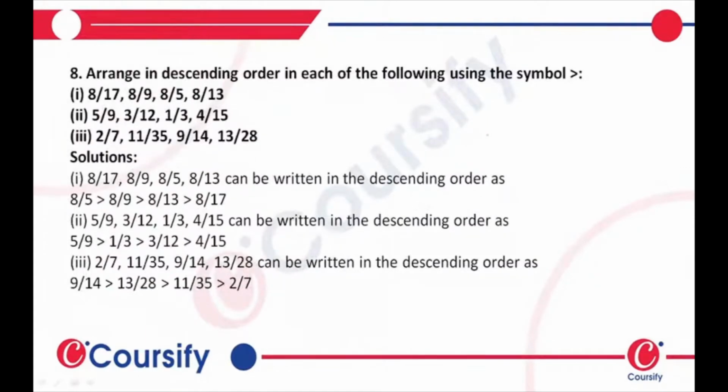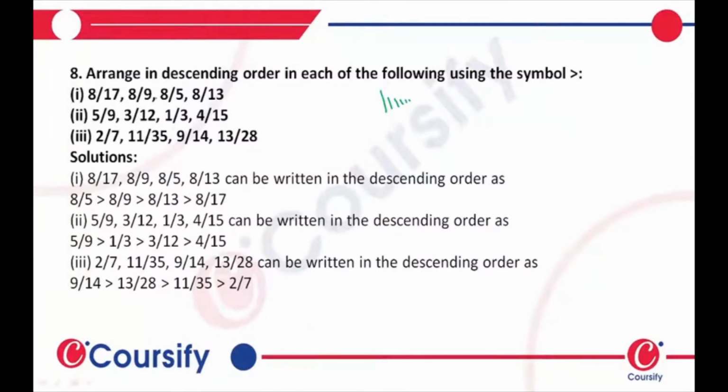Arrange in descending order in each of the following using the symbol greater than. Okay, so we have to arrange these in the descending order. Descending order means from bigger to smaller. Let's see in this first question we have here everything.